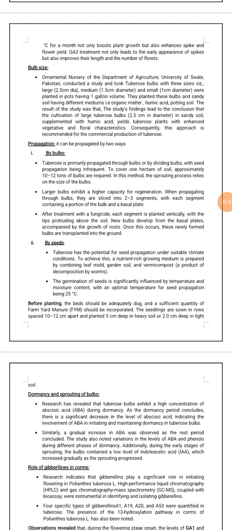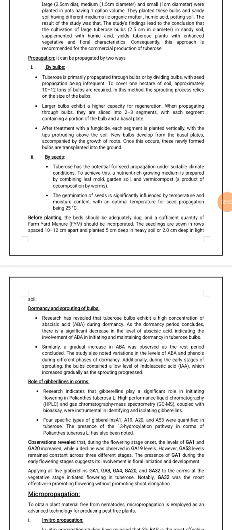University of Swabi, Pakistan conducted a study and looked at tuberose bulbs with three sizes: 2.5 centimeter, 1.5 diameter, and the small sizes are also known. Next is the propagation. It can be propagated in two ways.